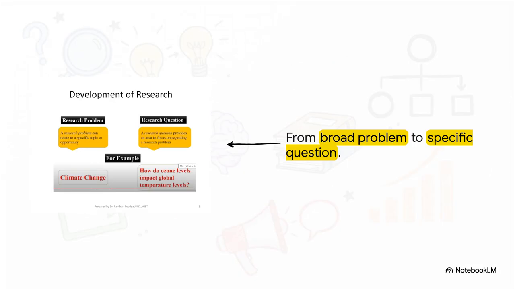Let's ground this in reality for a second. Think about a massive, overarching issue like climate change. That is your research problem. It's a huge area of concern, but you can't exactly go out and measure climate change in a single afternoon, right? But if you ask exactly how ozone levels impact global temperatures, boom. Now that is a sharply focused research question. It's specific, it's highly targeted, and it tells you exactly what kind of data you need to go find.